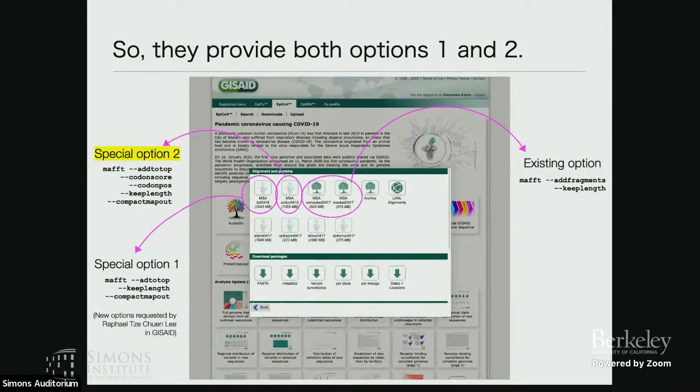Based on this consideration, they decided to provide both options, codon-based alignment and simple nucleotide-based alignment. In total, 4 MSAs are available in their site. I hope this data is widely used and helps many studies on coronavirus.